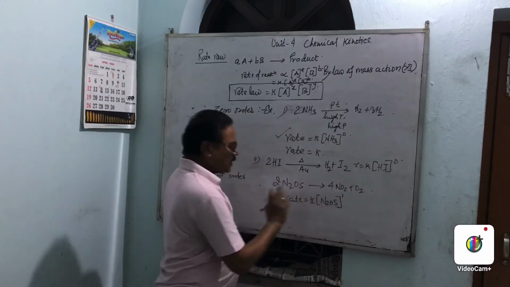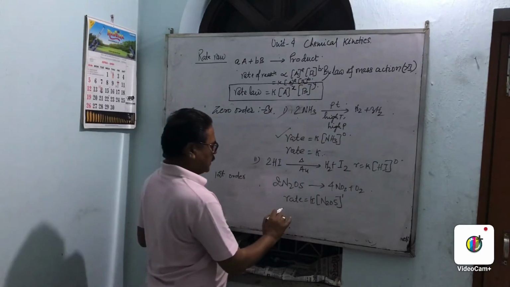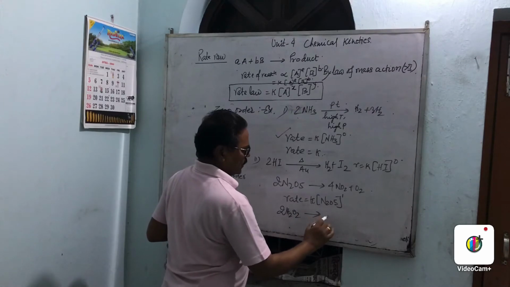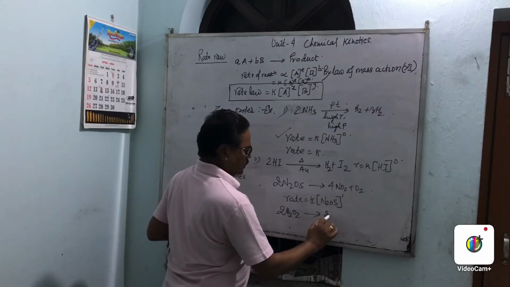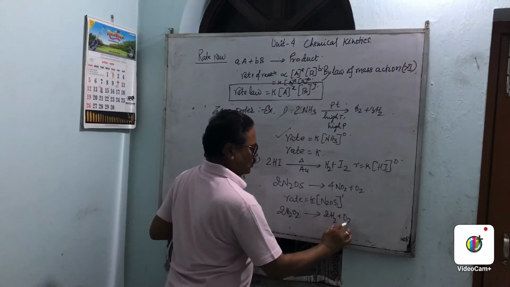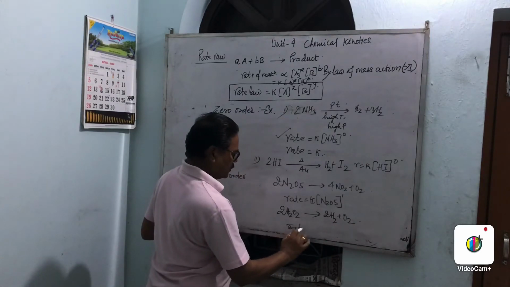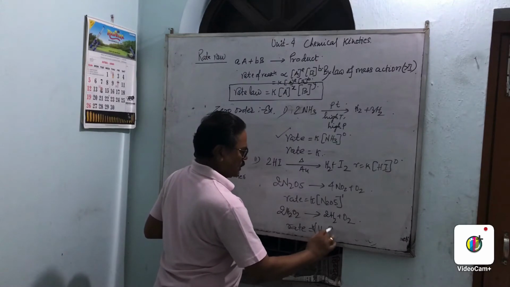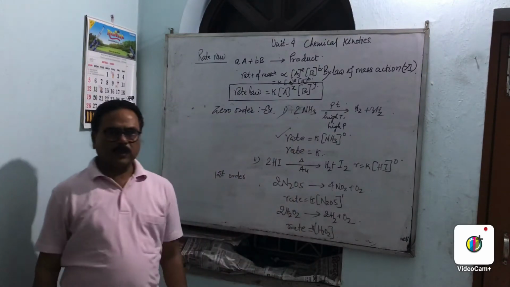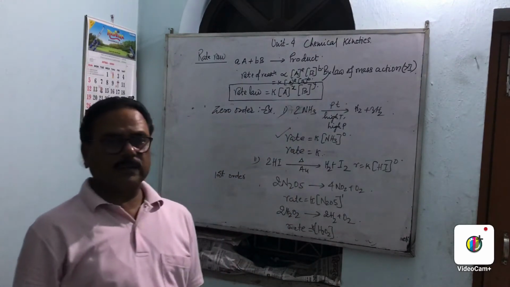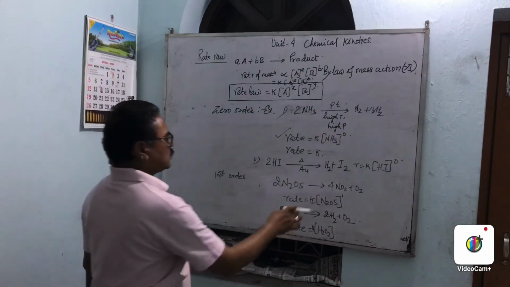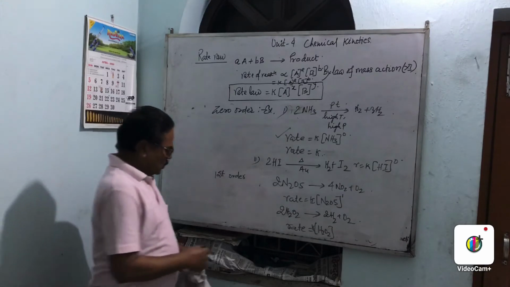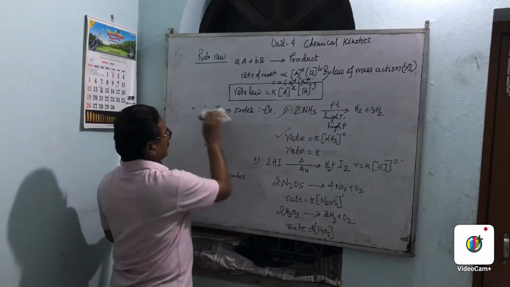So what is the order? Another example: decomposition of 2H2O2, giving 2H2O plus O2. So what is the rate of that reaction? Rate is written as K times H2O2. So over the concentration term, the power that arises is 1. That's why it is an example of a first order reaction. So these are the examples of zero order and first order.